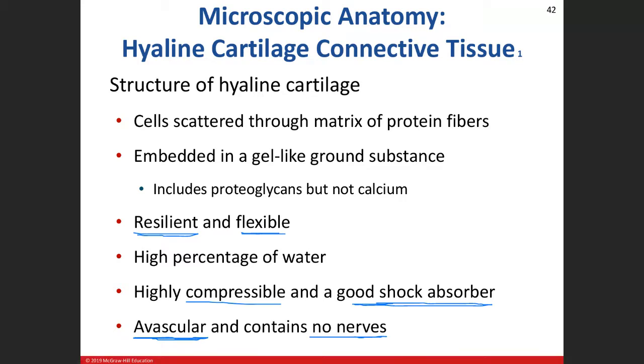So if you herniate your disc in your back, that is cartilage there, all right? But that can be painful not because the cartilage was damaged, but because the nerves nearby that cartilage are compromised. So mature cartilage is avascular and has no nerve supply, okay?